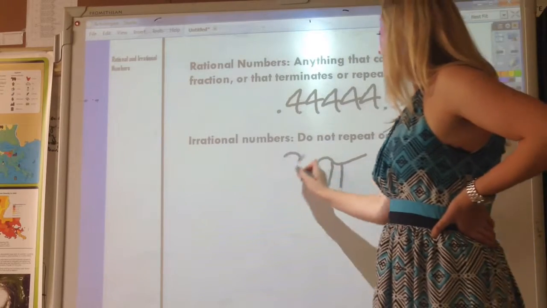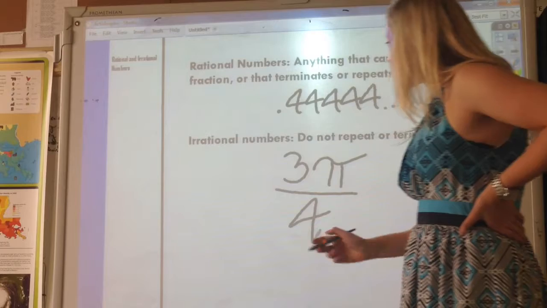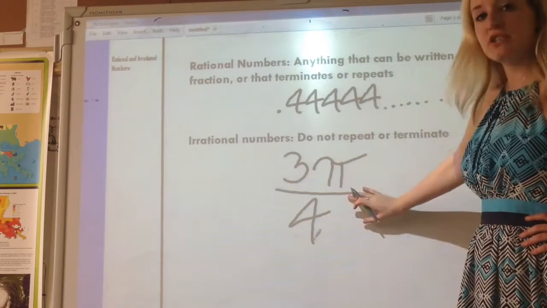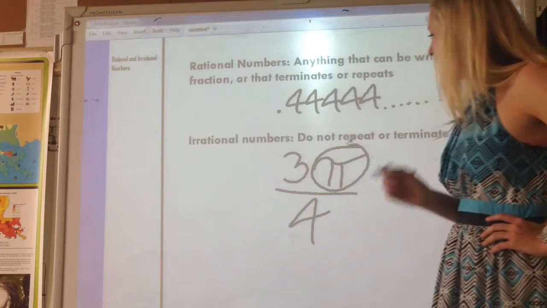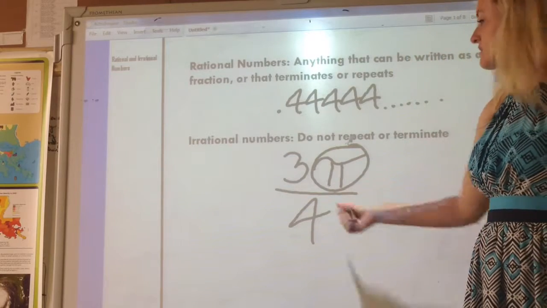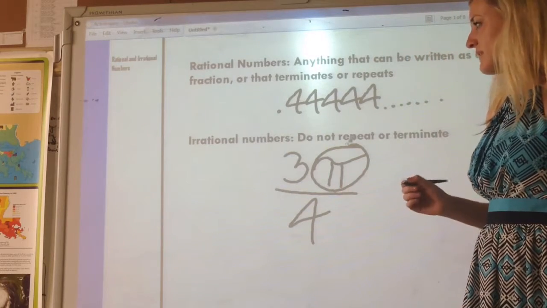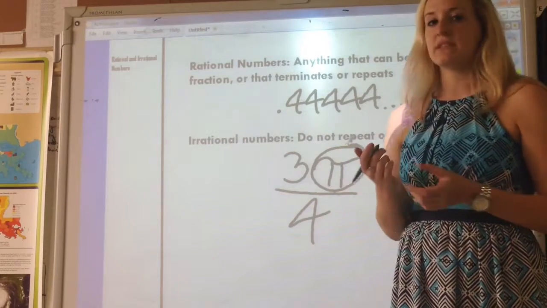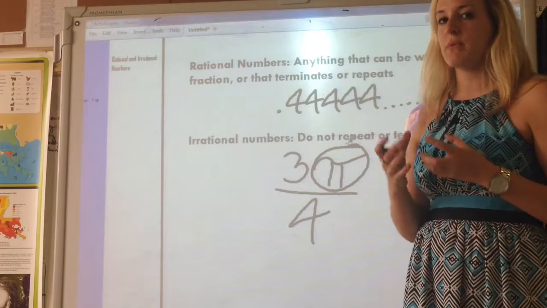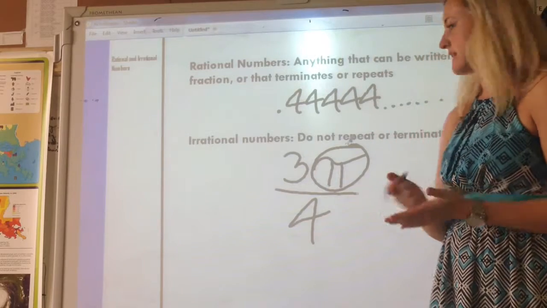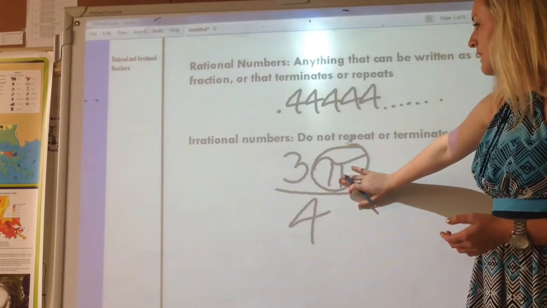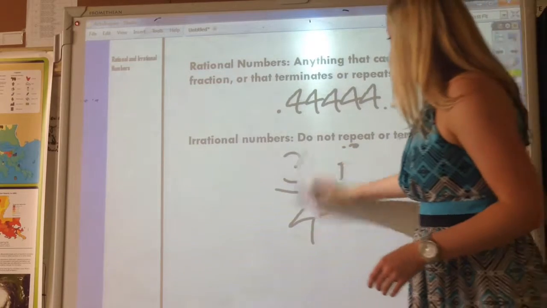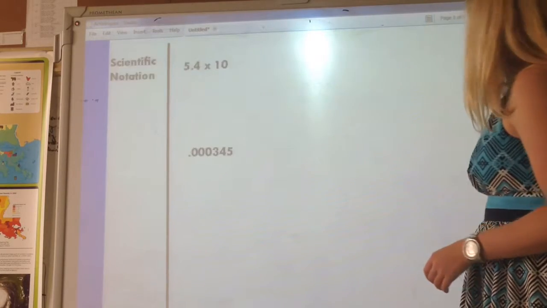So if I had 3 pi over 4, yes, this is in fact a fraction, but because of the pi symbol, it is irrational. And this also cannot be written as a quotient of integers, and you'll recall from Quizlet vocab that quotient of integers just essentially means an answer to a division problem with rational numbers. And since this is an irrational number, it does not qualify as a quotient of integers. All right, let's go ahead and move on.